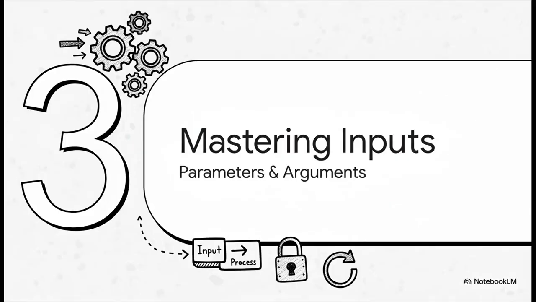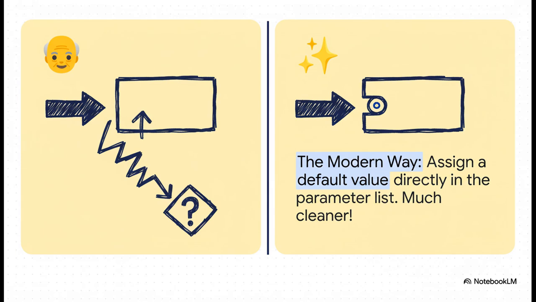Okay, we know how to define them. Now let's make them truly useful by passing them data. It's time to master how functions handle their inputs, their parameters, and arguments. This slide is just a perfect example of how much better JavaScript has gotten over the years. Look at the old way. If you wanted a parameter to have a default value, you had to write this clunky manual check to see if it was undefined. Now, with ES6, you just assign the default value right there in the function definition. It's so much cleaner, more readable, and way less likely to cause a bug.